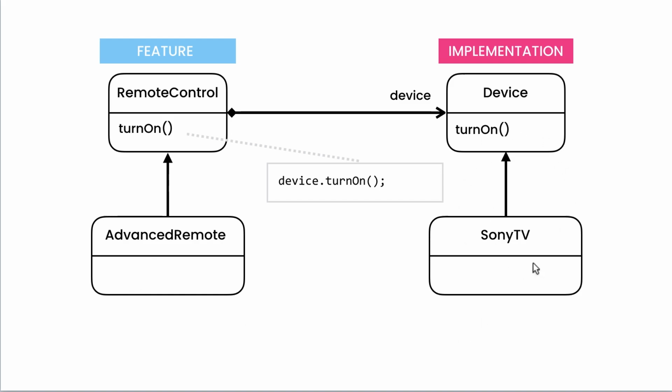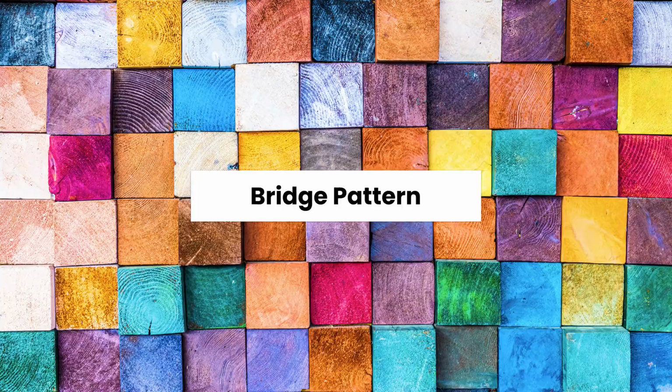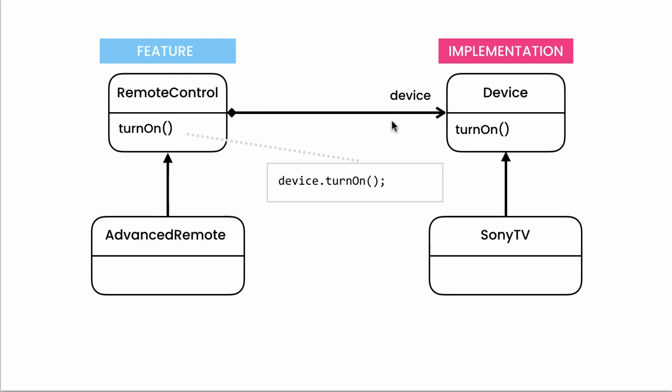So with this structure, we can combine various classes from these 2 separate hierarchies. And this is what we call the bridge pattern. The reason this pattern is called the bridge pattern is because of this relationship between these 2 hierarchies. So this relationship is acting as a bridge. It connects 2 completely independent hierarchies. So with the bridge pattern, we can build flexible hierarchies that can grow independent of each other.